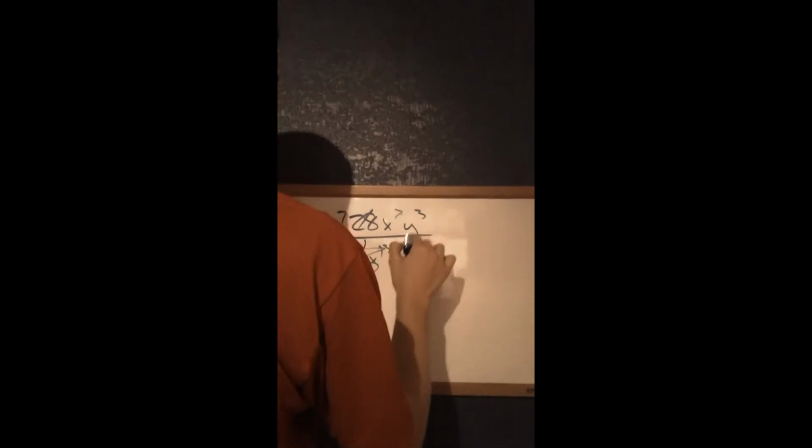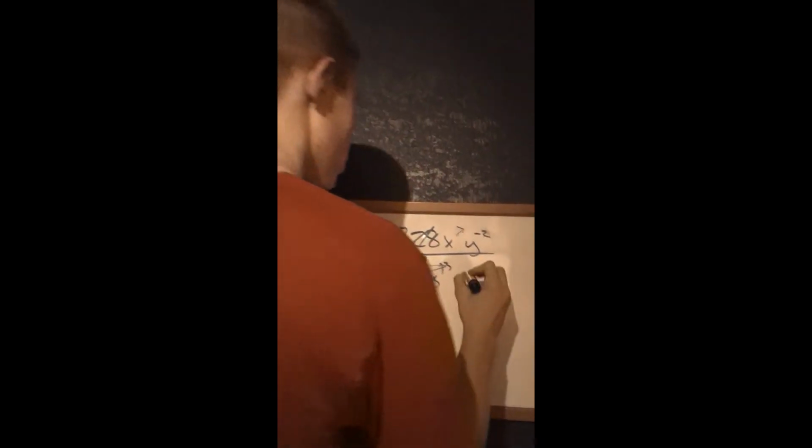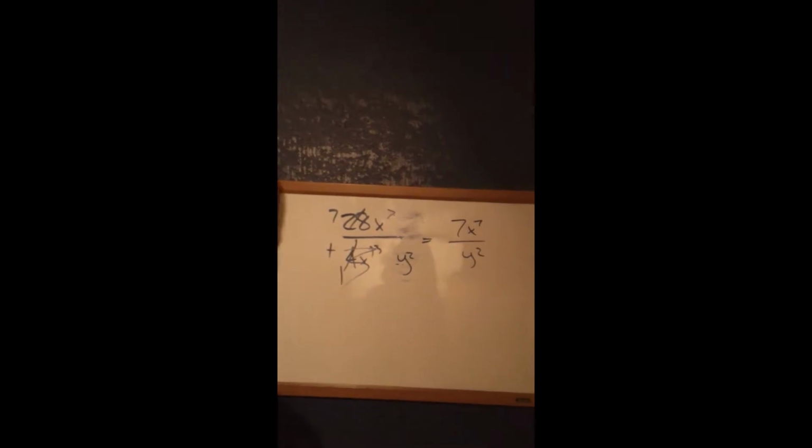Same thing with the y's. 3 minus 5 is negative 2. You cannot have a negative 2 in the numerator, so you have to bring this whole term down to the denominator as a positive exponent. And you're just going to go across: 7x to the 7th over y squared. And that's it. We're going to move on to something a little bit harder now.